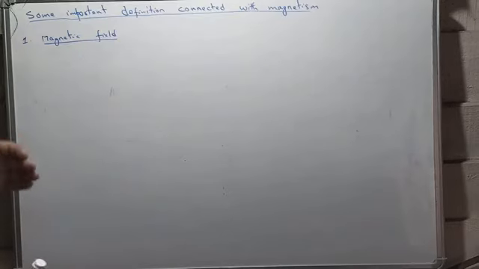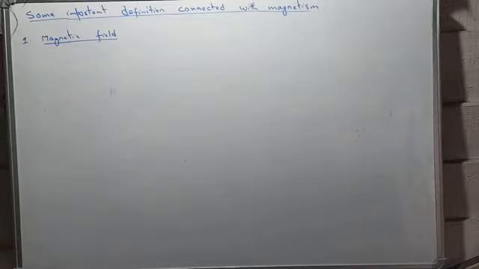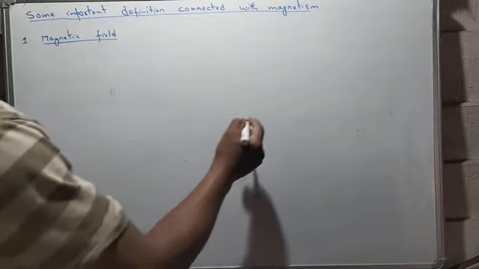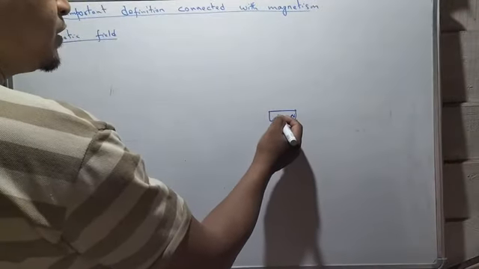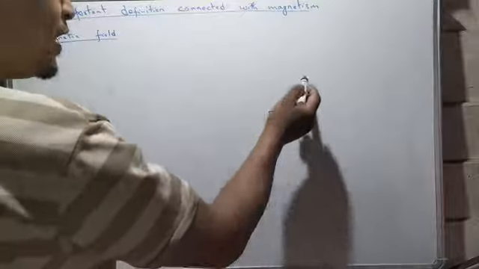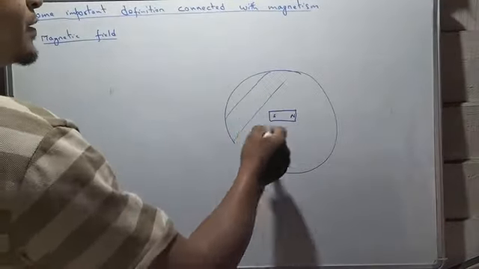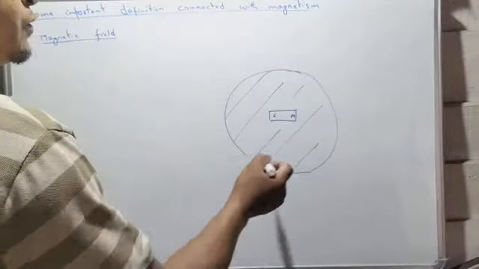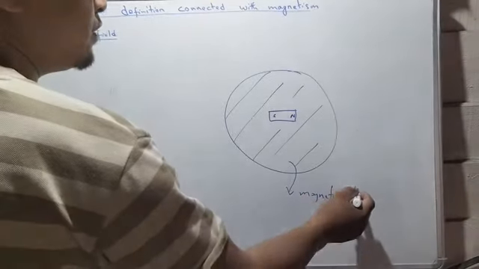Here we will talk about some important definitions connected with magnetism. We will see the first definition, magnetic field. So what is a magnetic field? Suppose this is my magnet, in which this is a north pole and this is a south pole. If I draw a region around this magnet, then I get this space here. This space is known as the magnetic field.